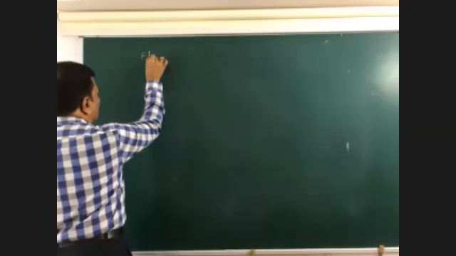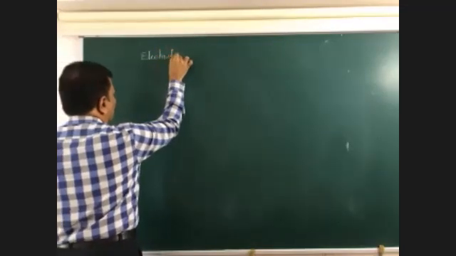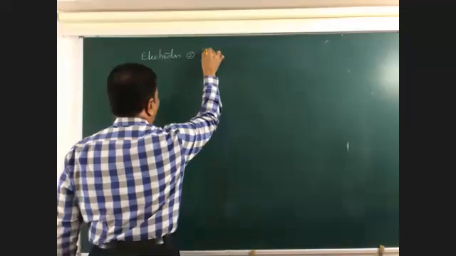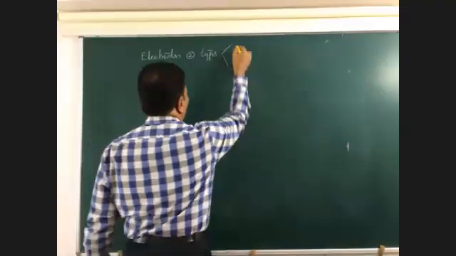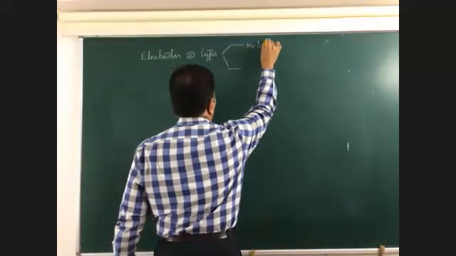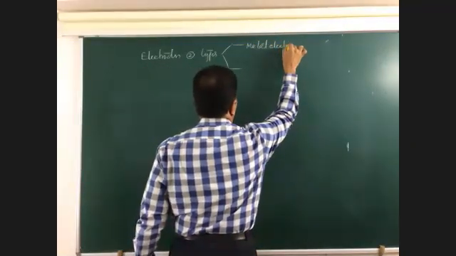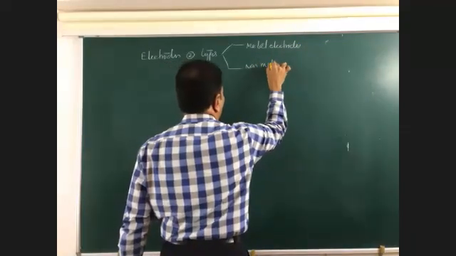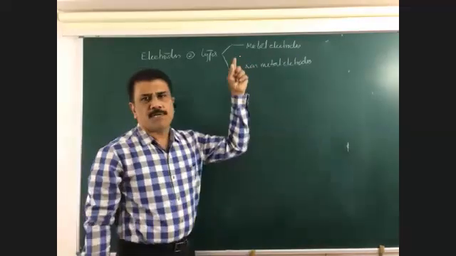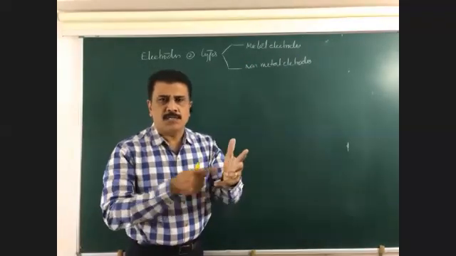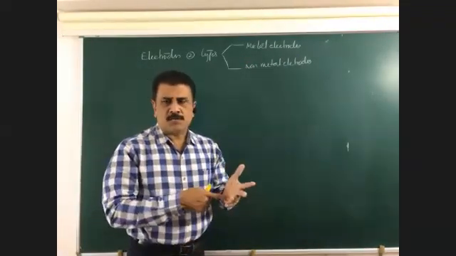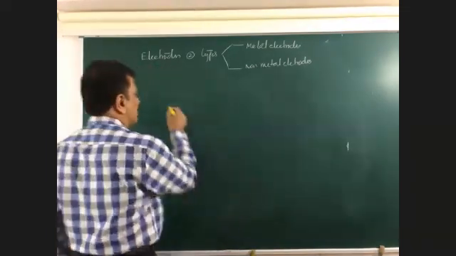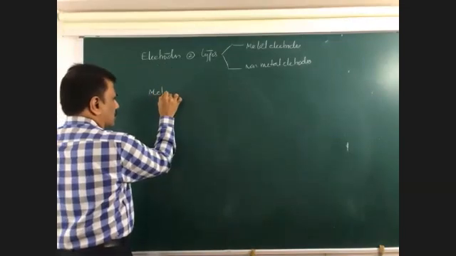Electrodes are of two types: metal electrodes and non-metal electrodes. Metal electrodes means a metal rod in its salt solution. Non-metal electrodes means non-metals in their salt solution. So very clear. Now look at them one by one. Metal electrodes.